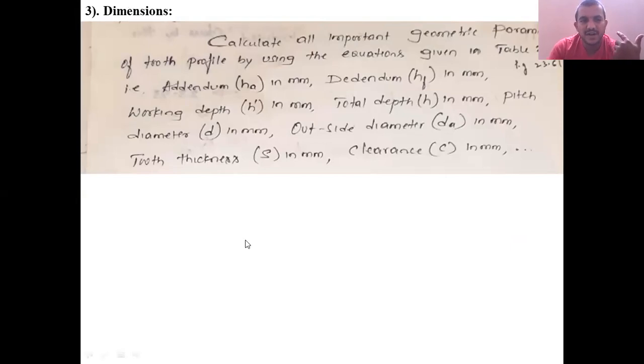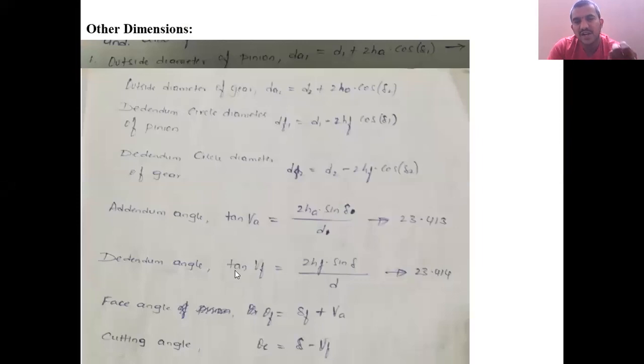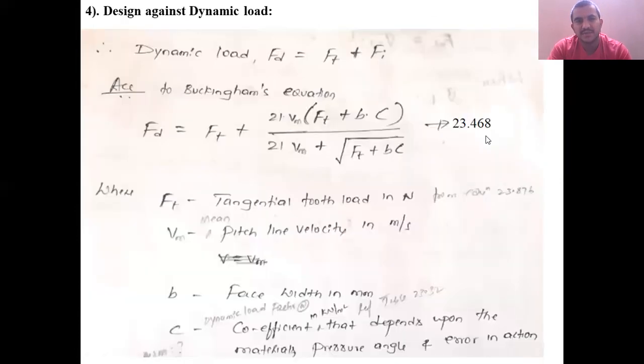Then the third step is to determine the dimensions of the teeth of the bevel gear by considering table 23.1. Apart from this, we can also calculate other dimensions, but these will not be used. If they ask for detailed dimensions, then you calculate outside diameter of the gear, inside diameter, addendum angle, dedendum angle, face angle, all those things. That completes step number 3.